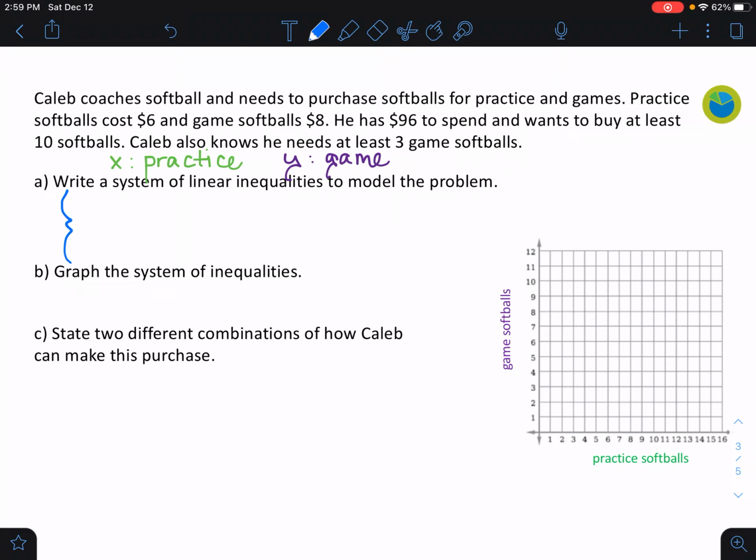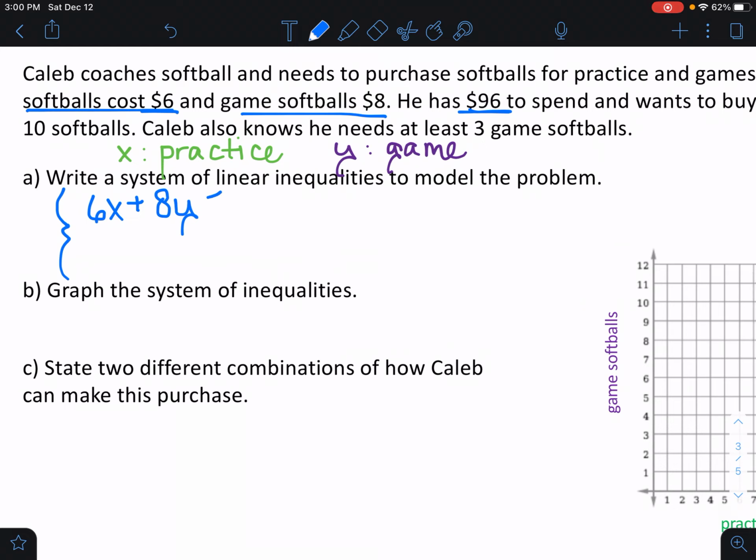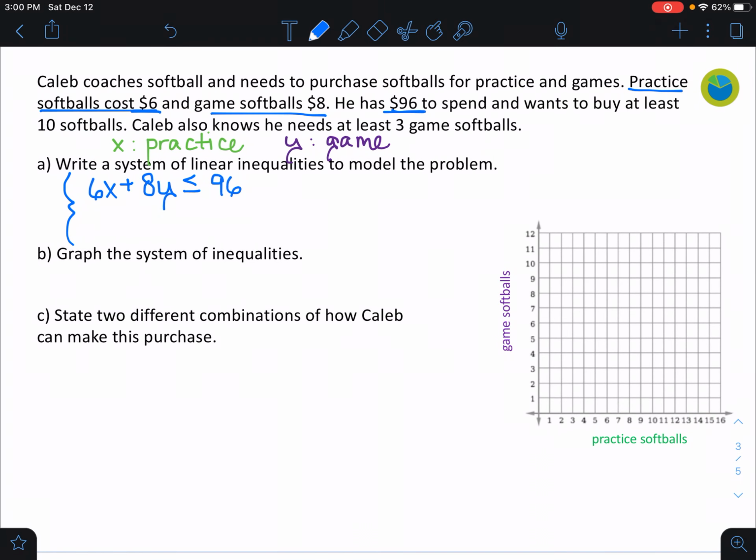Okay, let's see. Caleb coaches softball and needs to purchase softballs for practice and games. Practice softballs cost $6. Okay, this is for practice softballs. Game softballs are $8. And he has $96 to spend. So we are going to have one inequality that's just representing cost. So 6x, 6 for every practice softball, plus game softballs cost $8, so 8y, and he has $96 to spend. Now that means he can spend up to $96 or he could also spend lower. So we're going to use the inequality less than or equal to 96. Okay, so that's our first inequality.